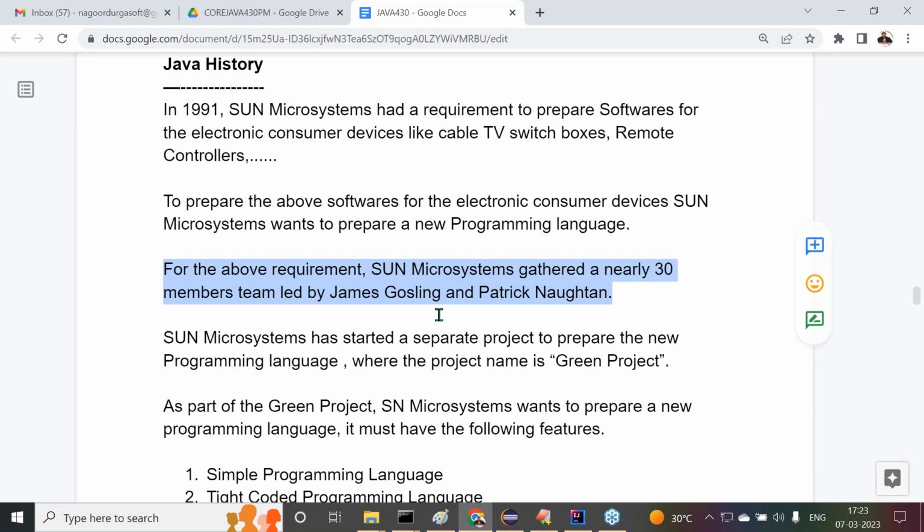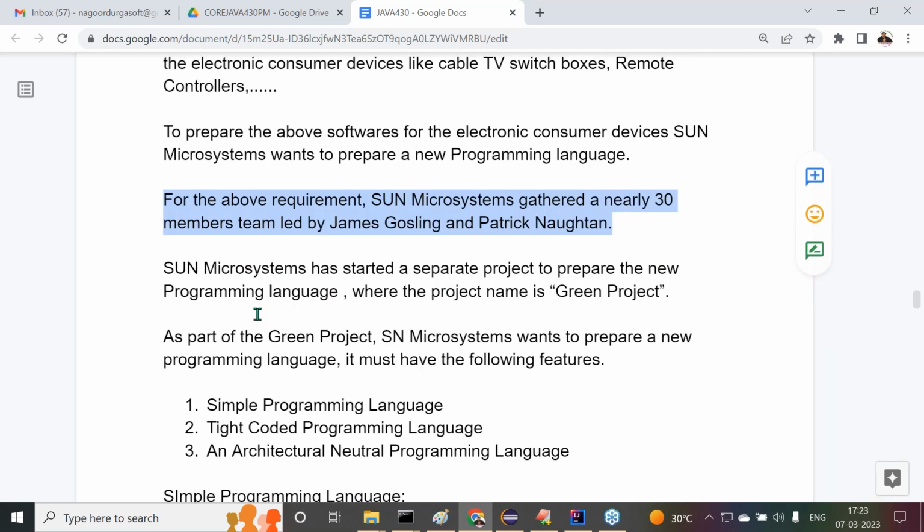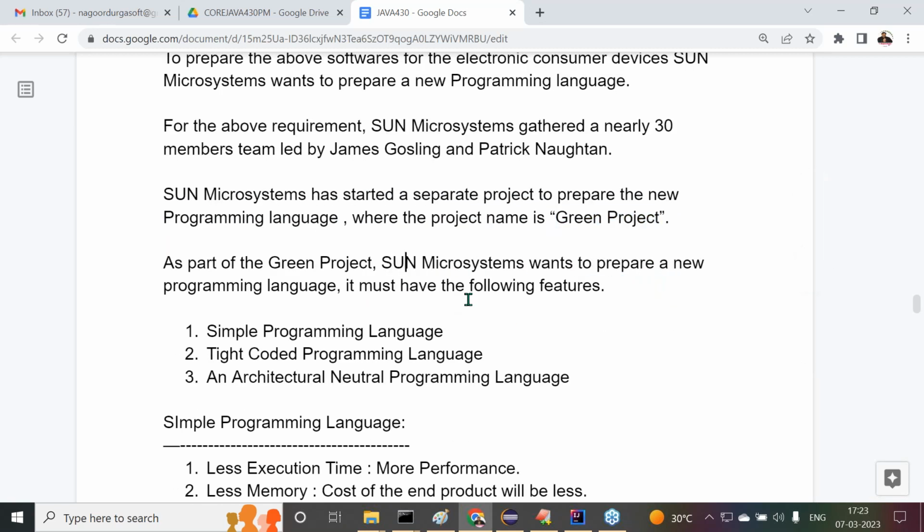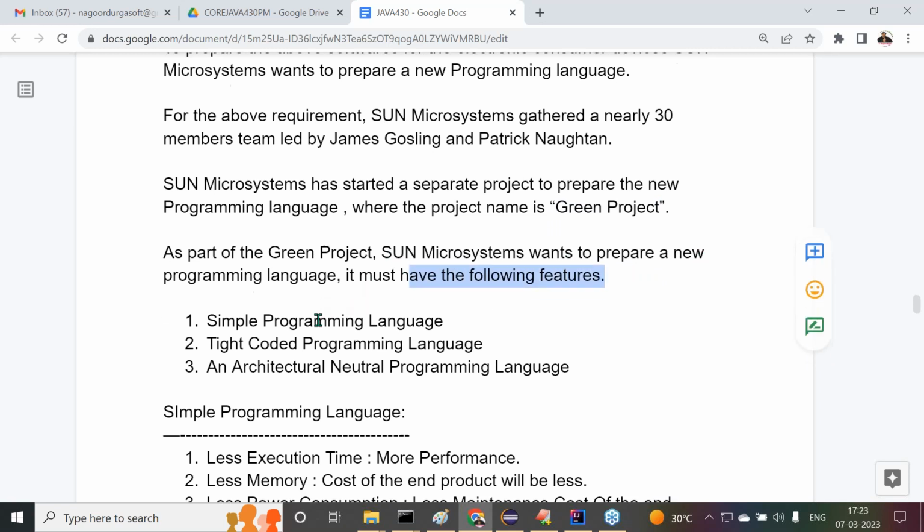Sun Microsystems has started a separate project to prepare a new programming language. What is the project name? Green Project. As part of the Green Project, Sun Microsystems wants to prepare a new programming language. It must have the following features. What features do they want to see?